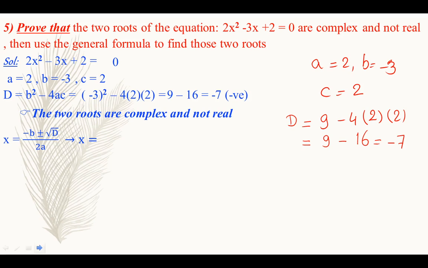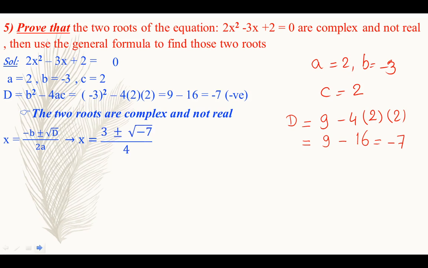How can we find the two roots of the quadratic equation? Now we are going to use the general formula. X equals negative b, positive or negative root of the discriminant, where the discriminant equals b² minus 4ac, all of this over 2a. Substitute negative b, which equals negative of negative 3, which is 3, positive or negative root of the discriminant, which equals negative 7, over 2a.